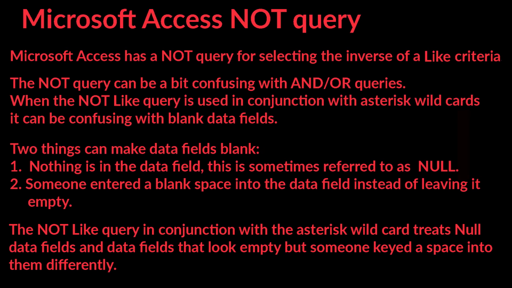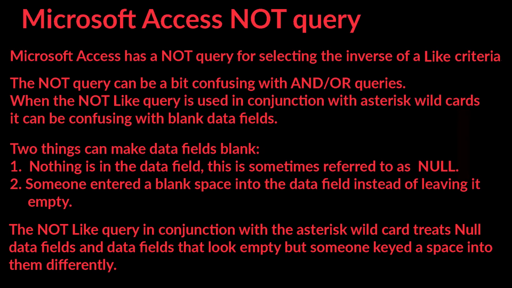Microsoft Access has a NOT query for selecting the inverse of a criteria. This sounds like a great idea at first, but it's a little challenging. The NOT query can be a little confusing with AND or queries. When the NOT query is used in conjunction with the asterisk wildcards in a NOT like query, it can be confusing with blank data fields.